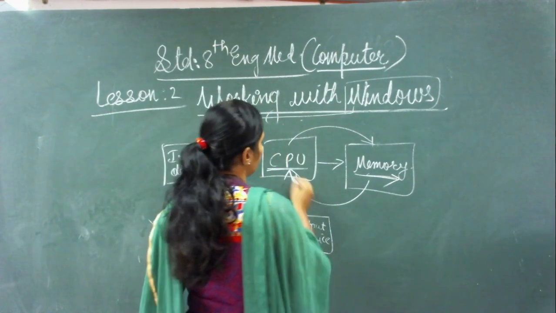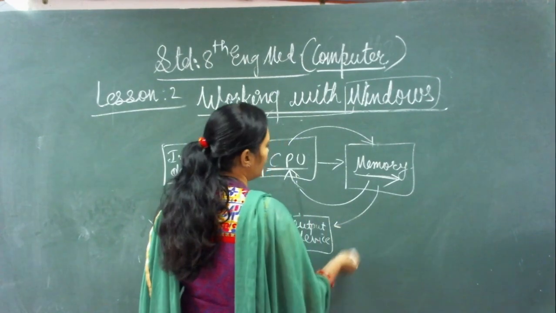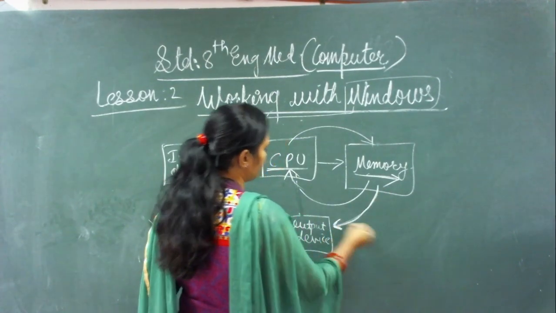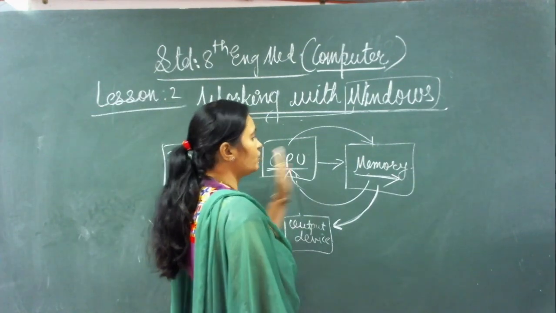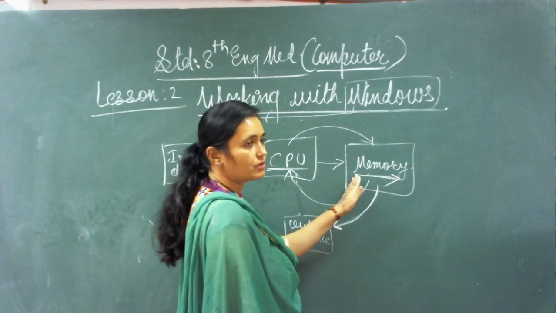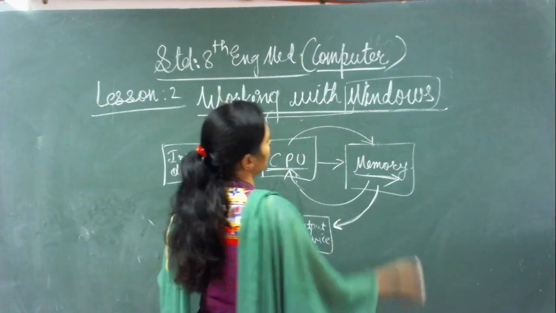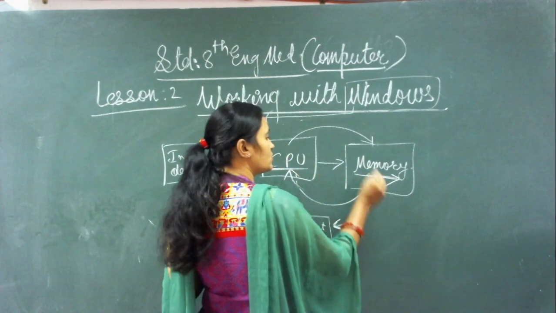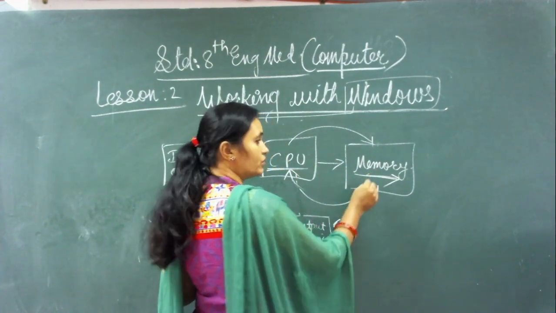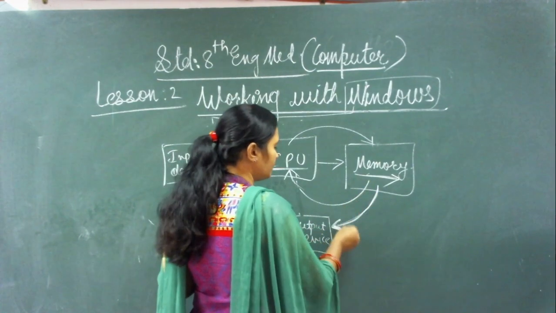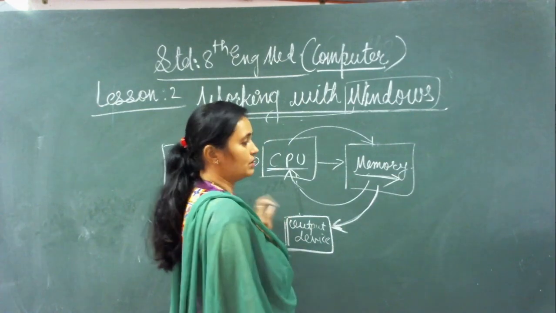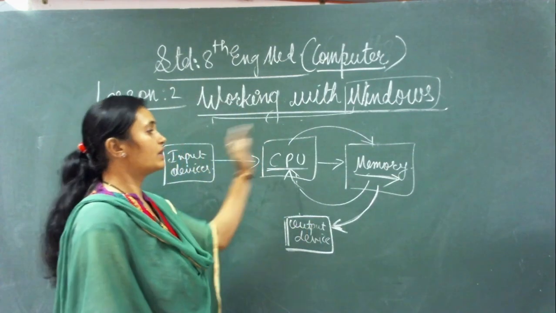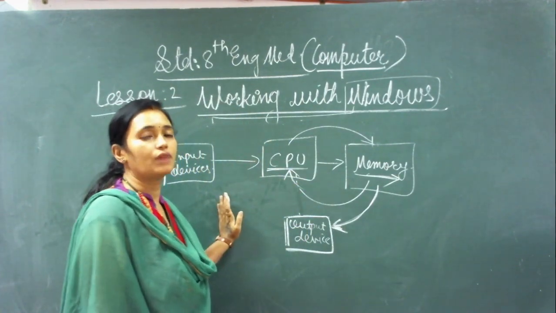So here again the CPU will send the output to the memory for storage, and then the CPU gives instructions to the memory or storage device that the output will be displayed on the output device, that is on the monitor. So in this way the CPU will work.